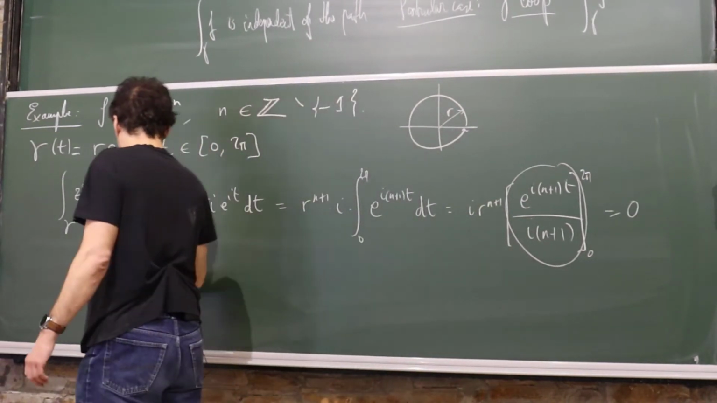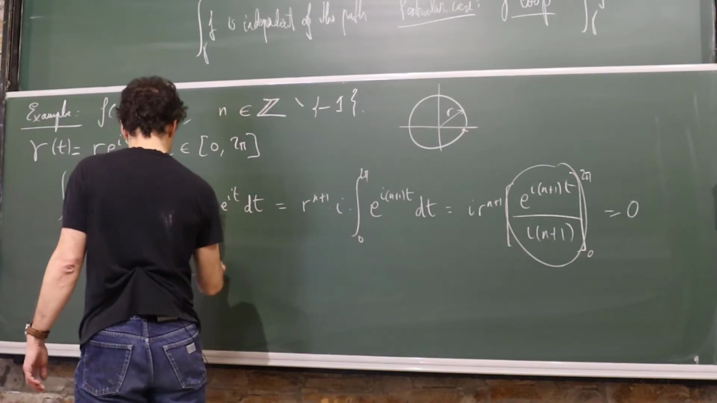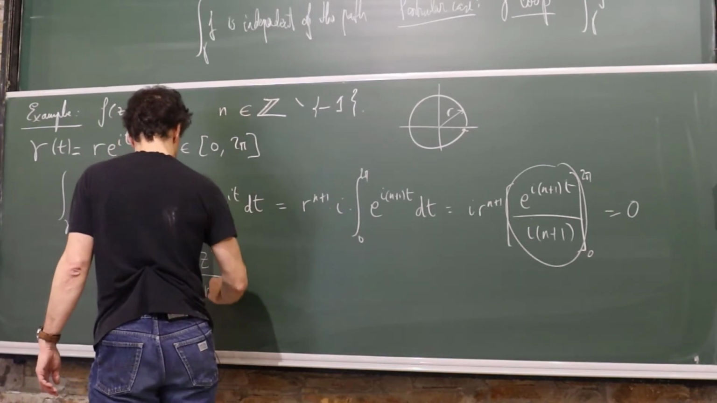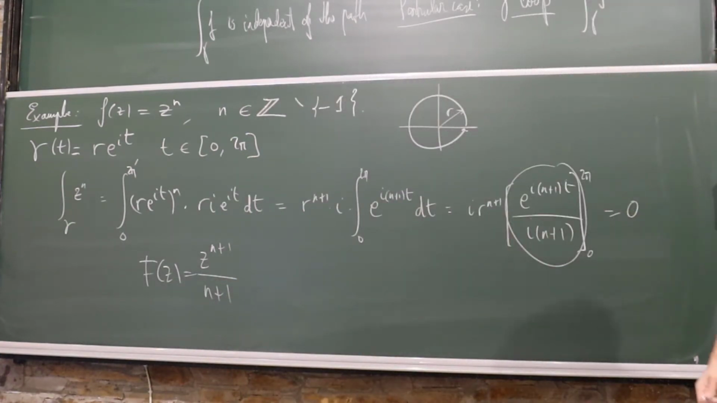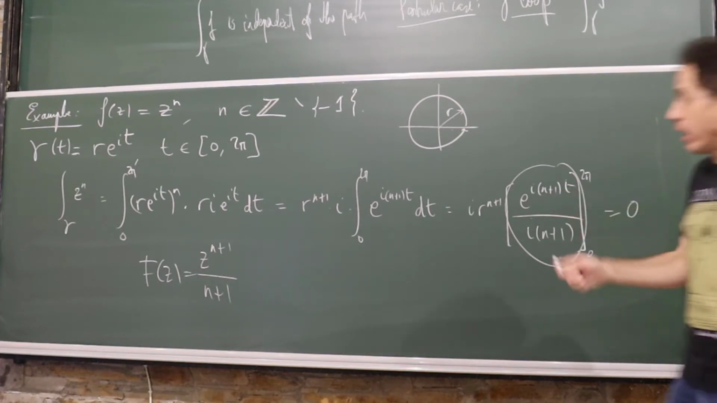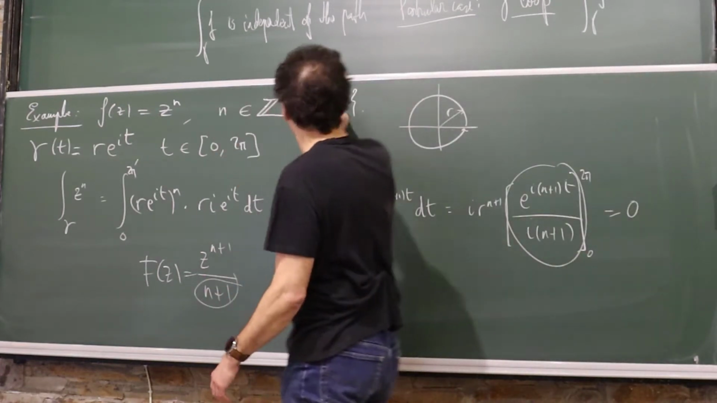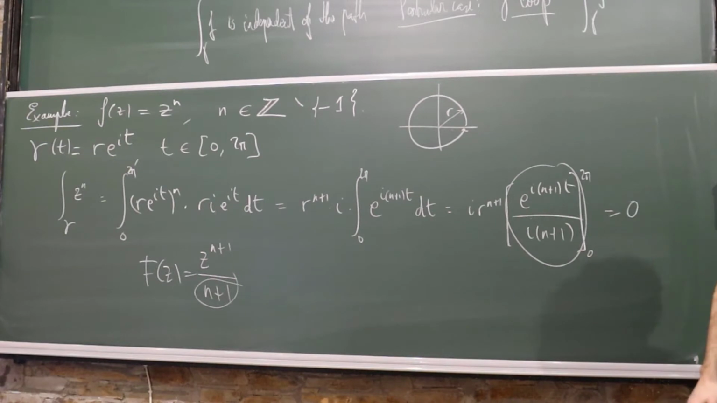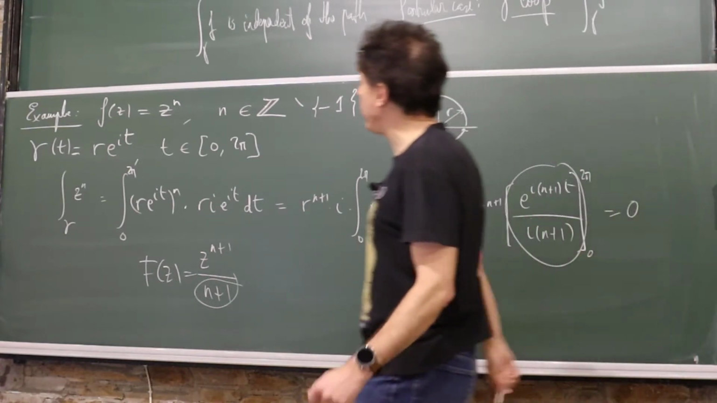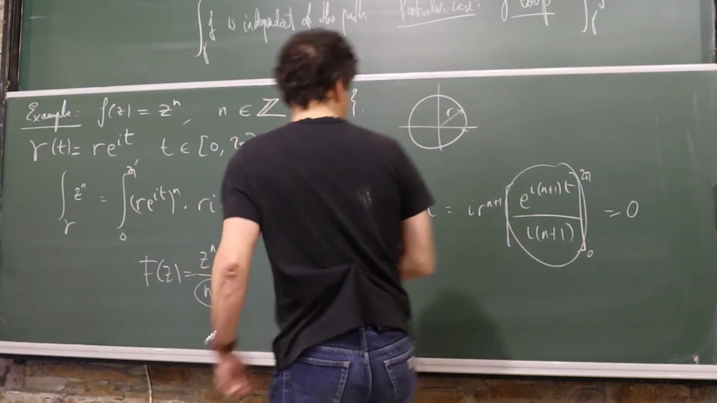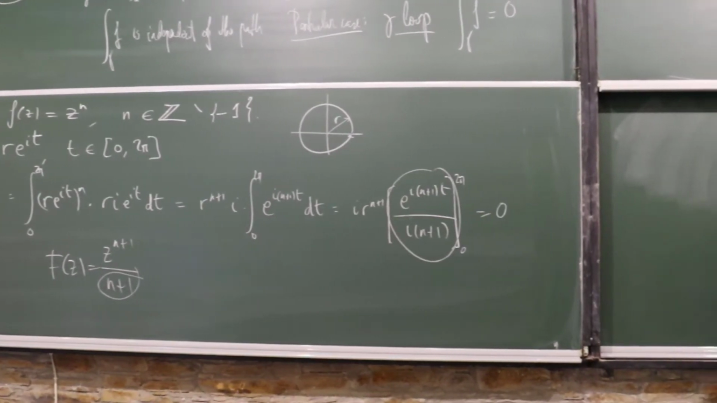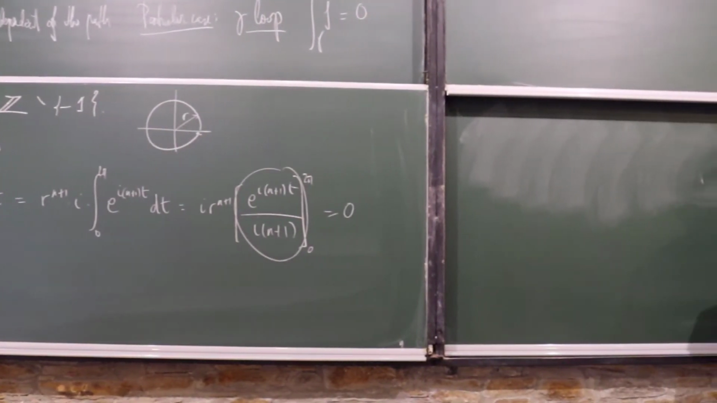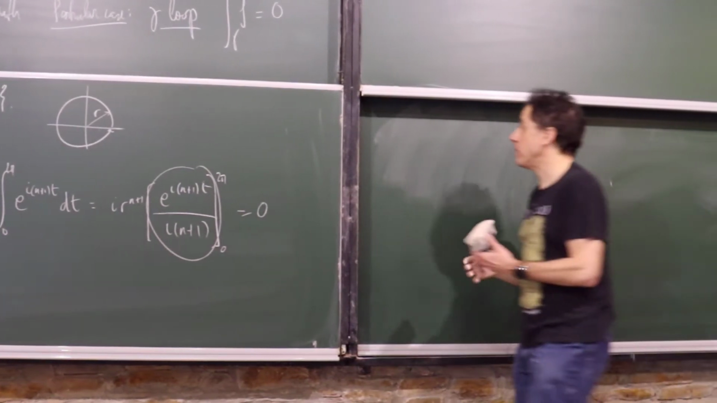Okay, it has a primitive, so the integral along any closed path in fact must be 0. Here you can see why the assumption of n different from -1, because we want the denominator not to be 0. What happens if n is equal to -1? So what happens if we take the function 1 over z?